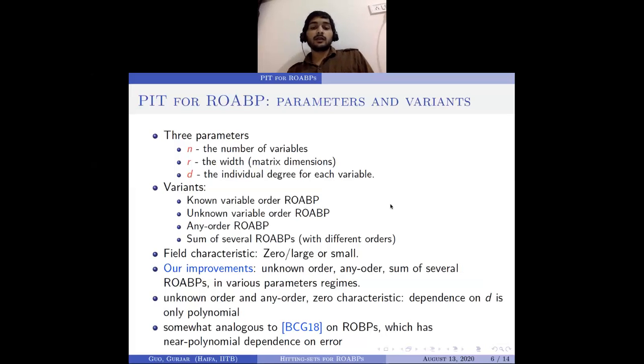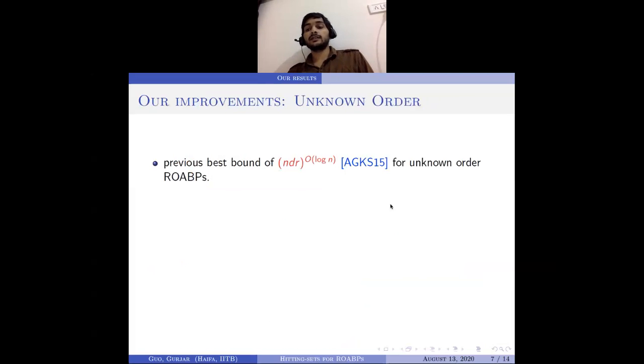So this is somewhat analogous to a recent result in the Boolean setting, where for this pseudo-random generator, they had near polynomial dependence on the error, while on the other parameters, they were still quasi-polynomial. Okay, so now let's start talking about our results.